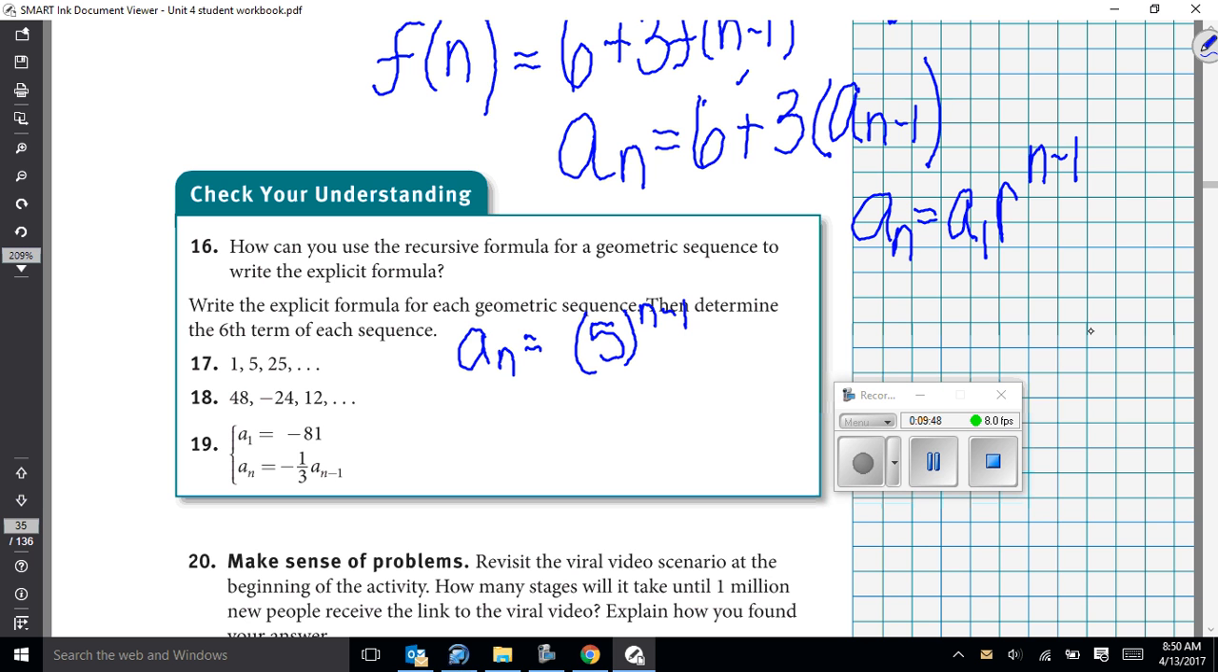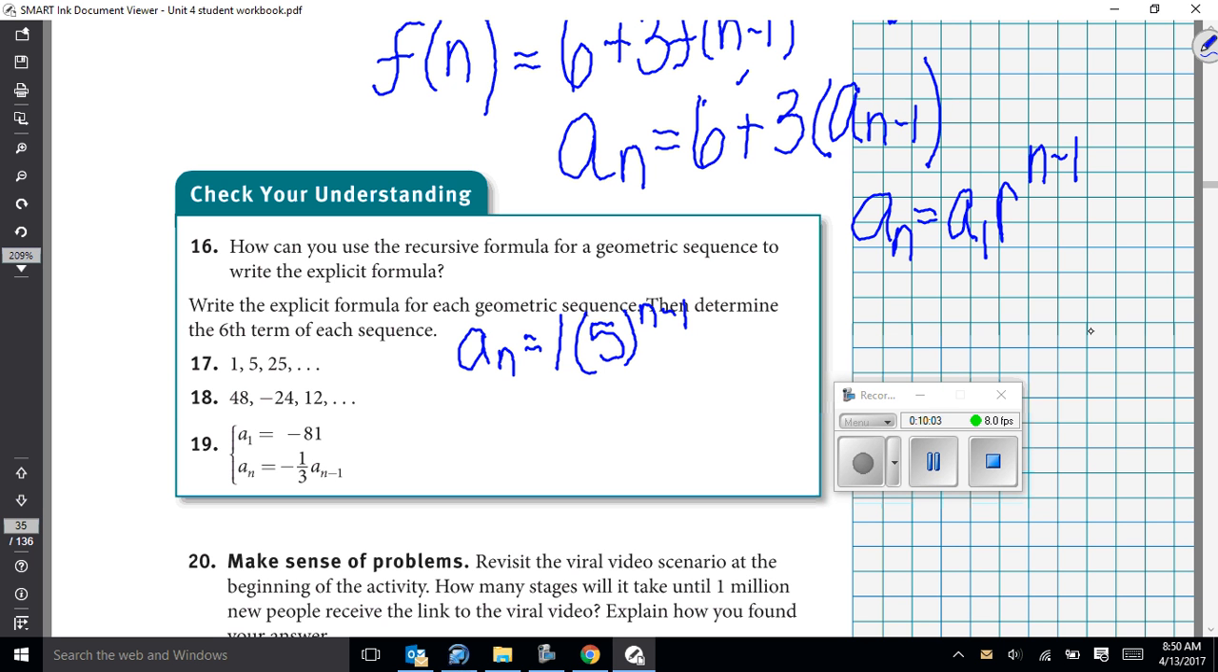And then a sub 1 is our first term. So what's the first term of our sequence? 1. So we're going to have 1 times 5 to the n minus 1. And so let's check this.